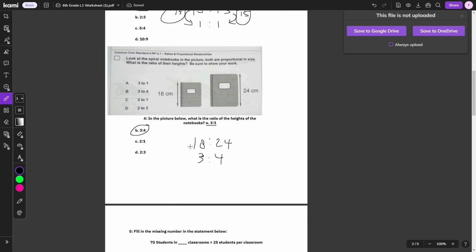Try it for yourself. But 18 to 3, you divide 18 by 6. 24 to 4, you divide 24 by 6. Let me just write in 18 here. 18 divided by 6 is 3. 24 divided by 6 is 4. You divide by the same number, and the ending ratio is the same as the starting ratio. So the answer is B.